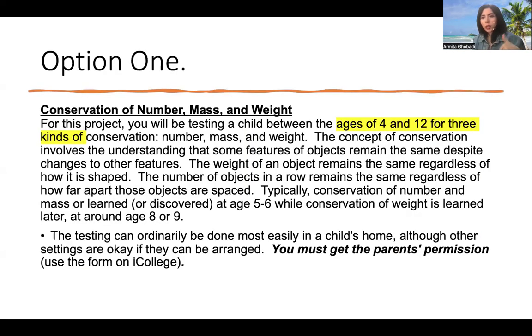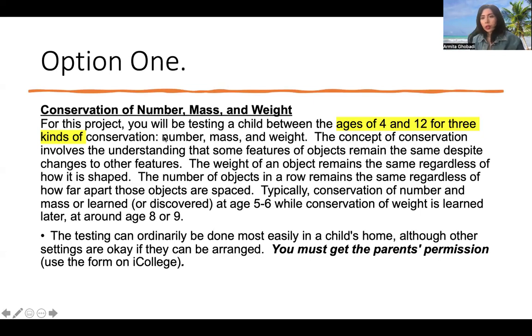Option number one is going to be Piaget. We already talked about that. We know that Piaget did so many experiments on his own children. His sample size wasn't very big, and we said that it was one of the limitations of his study. But this time, I'm going to ask you to be Piaget, to test children and understand how they do conservation tasks for number, mass, and weight.